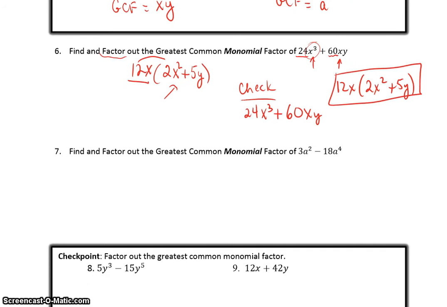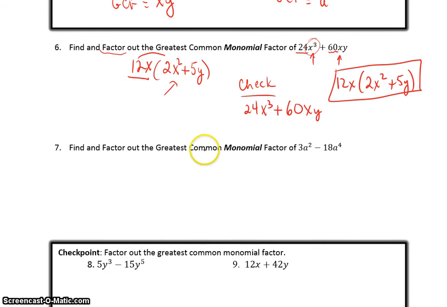And let's just do number 7. Find and factor out the greatest common monomial factor. Let's look at the numbers first, 3 and 18. We can pull out a 3. And I see a squared and a to the 4th. We can pull out a squared.